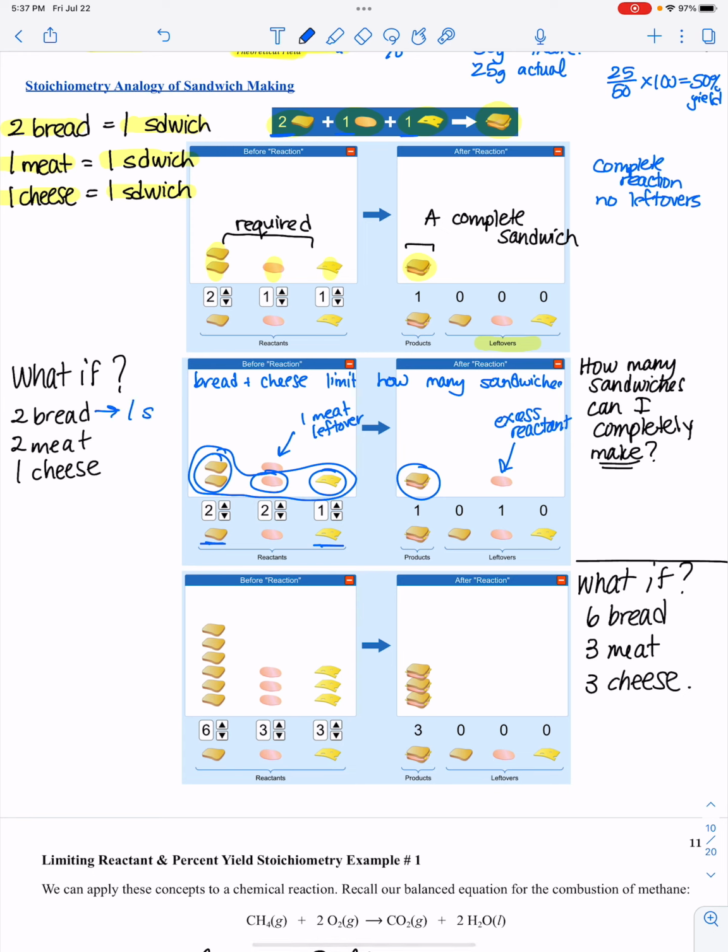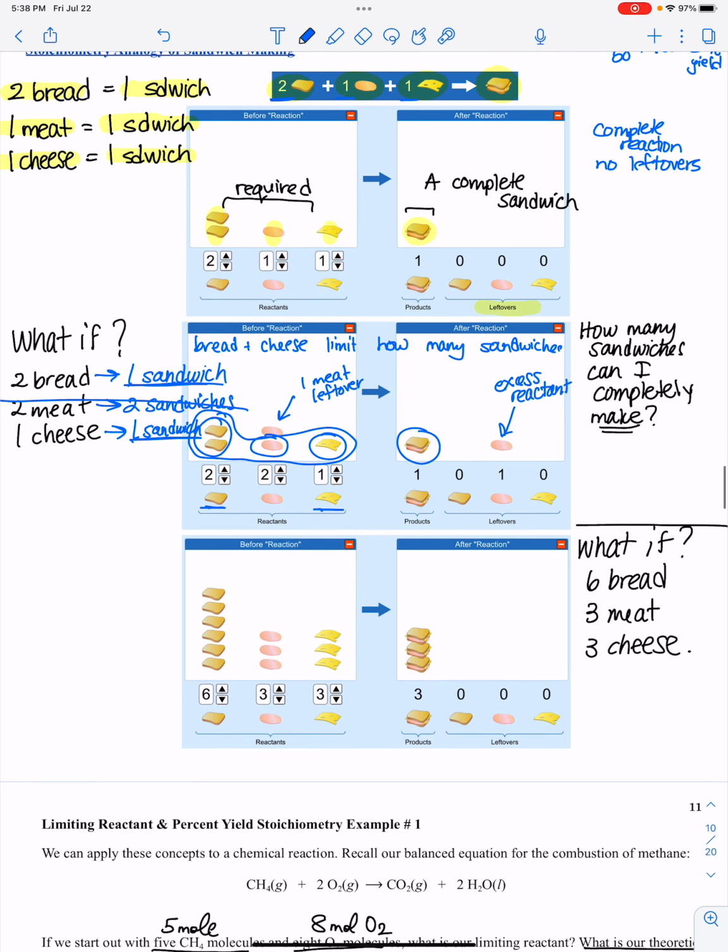2 bread, 1 sandwich. If I had 2 meat and enough bread and cheese, I could make 2 sandwiches. Sorry, typing it wrong. 2 sandwiches. If I had all the bread and all the cheese that I possibly can have, if I had 2 pieces of meat, that could give me 2 sandwiches. 1 cheese would be 1 sandwich. And this is what I mean by your reactant would limit how many products I could make. My 2 meat are not going to be limiting because it makes too many products, or too many sandwiches as my products. I'm only going to be able to make 1 sandwich because the bread and cheese is stopping that.